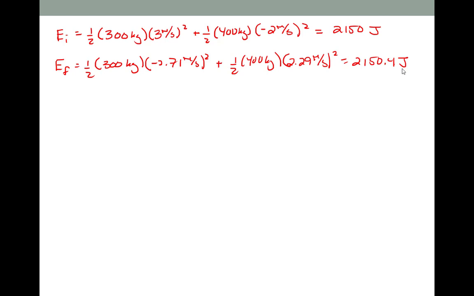And you may be looking at that 0.4 and going, Dr. Murphy, you said those should be equal, they're conserved. Yes, I will agree completely, they should be equal because it's conserved. However, we have round off going on in this problem. The final velocities are not exactly 2.71 and 2.29. They're slightly different than that. And because they're slightly different, our energies are slightly different. So the difference there is round off, and indeed energy is conserved.